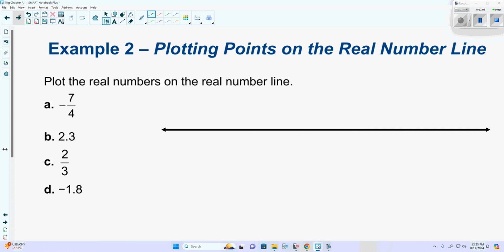I think y'all found this part of the page. Yeah, we're going to go through this pretty quickly. A lot of parts of chapter P aren't going to take us too long to get through.